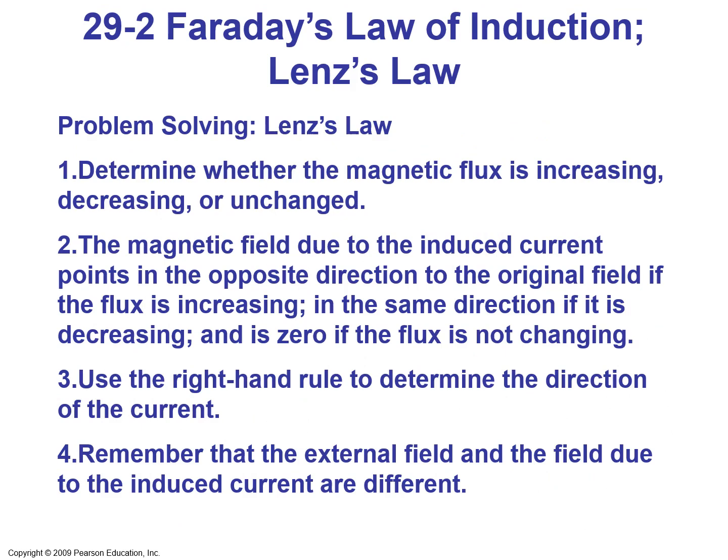When we try to solve a problem using Lenz's law, we have to take these points into account. 1. Determine whether the magnetic flux is increasing, decreasing, or unchanged. 2. The magnetic field due to the induced current points in the opposite direction to the original field if the flux is increasing, in the same direction if it is decreasing, and is 0 if the flux is not changing. 3. Use the right-hand rule to determine the direction of the current. 4. Remember that the external field and the field due to the induced current are different.